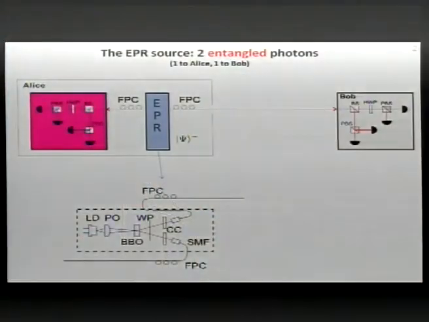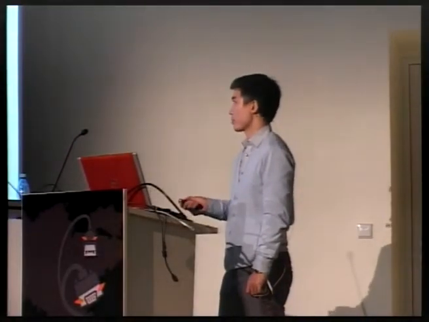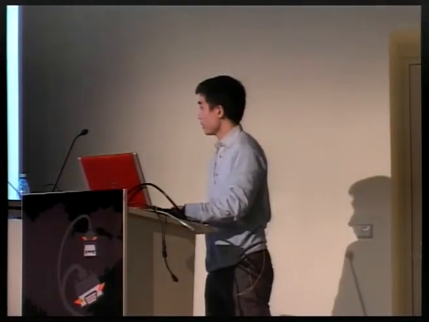And this is the structure of the EPR source. So here, blue light generated from a laser diode is focused in a BBO crystal. And from here, one blue photon comes in and two red photons come out. And through the single mode fiber, one photon is sent to Alice and one photon is sent to Bob. And here you can see the picture of the EPR source.